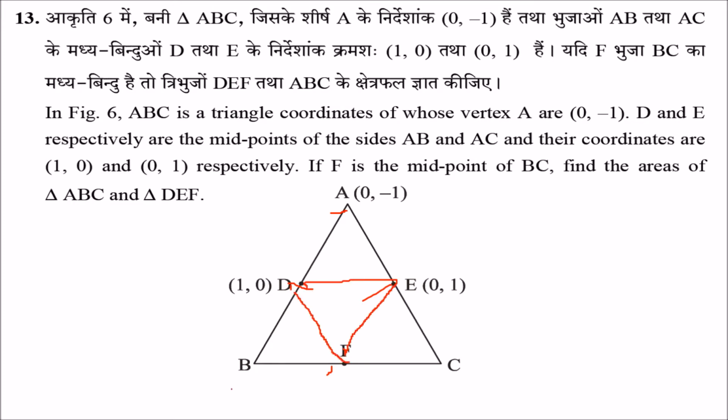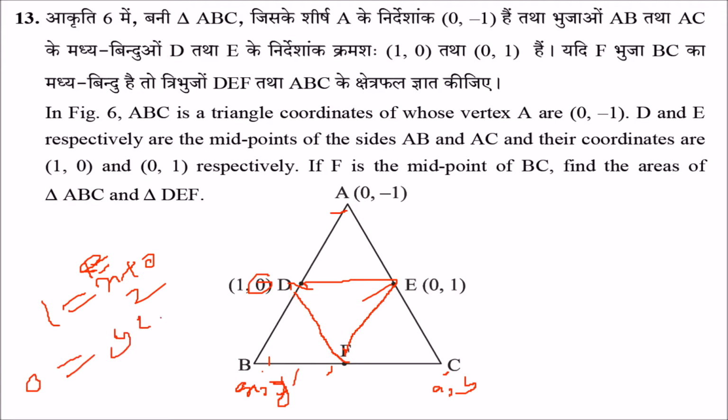So first we have to find this point. We know that this is the midpoint, so this will be, 1 will be equal to, say we take it as x, y. This is, say, A comma B. 1 will be equal to x plus 0 by 2. And this 0 will be y plus minus 1 by 2. So this gives you x and y.